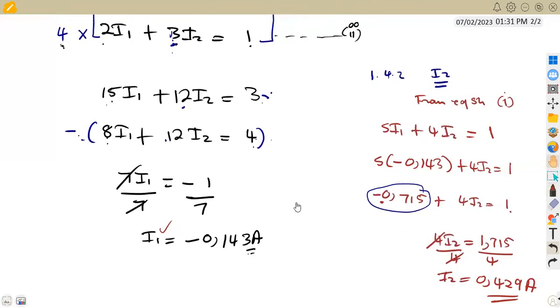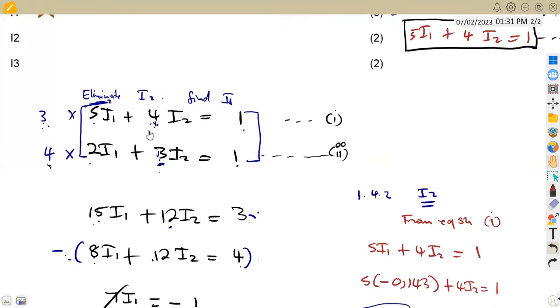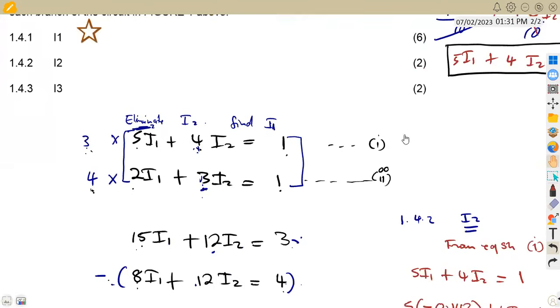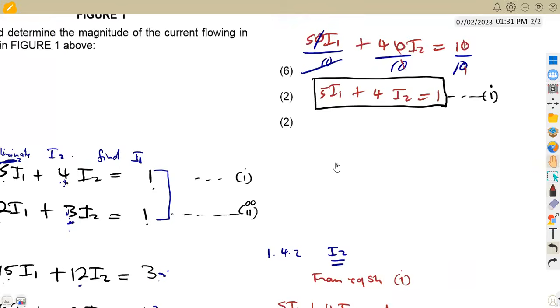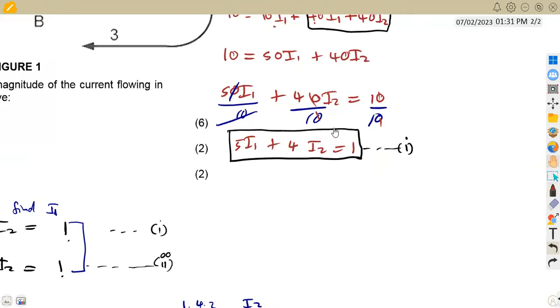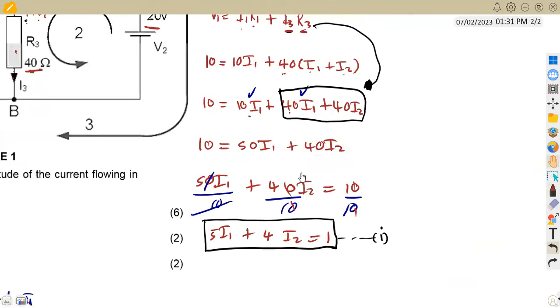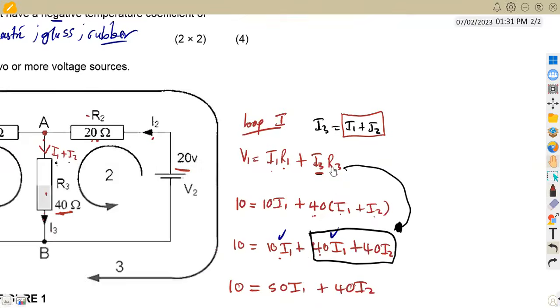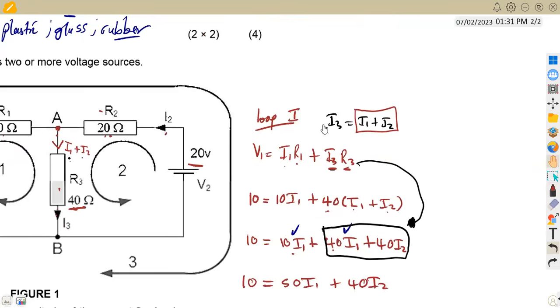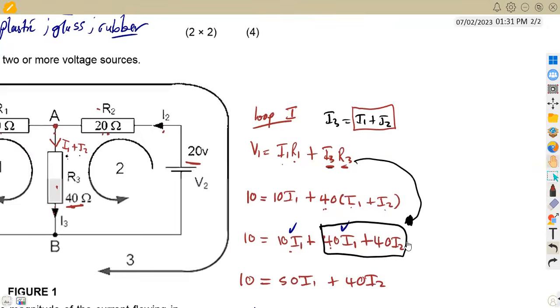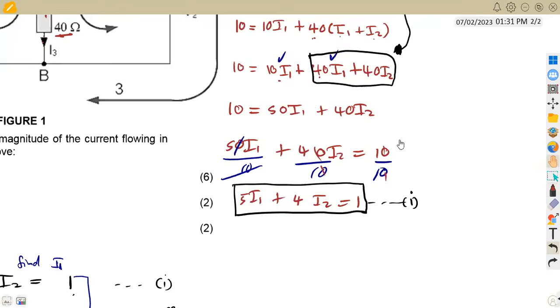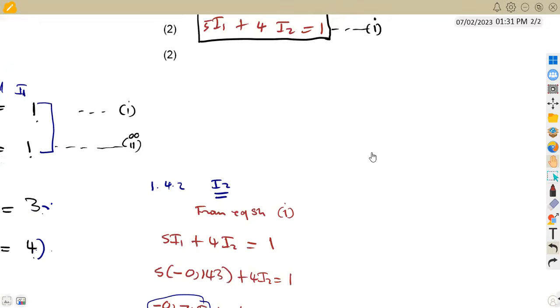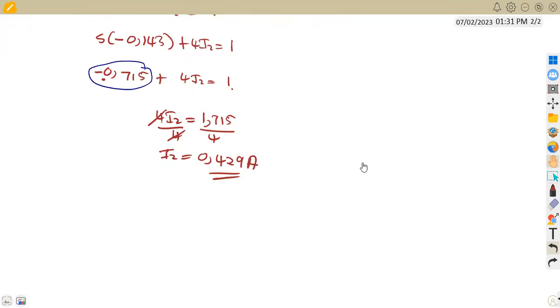Then 1.43, it was to calculate I3. That is I3 in this case. So I3, like I said, from this equation that we formulated before, I said I3 is the sum of these two, I1 and I2. From this part, I3 is the sum of I1 and I2. So we are going to calculate from the sum of these two. All right, so that means we are going to obtain our I3.